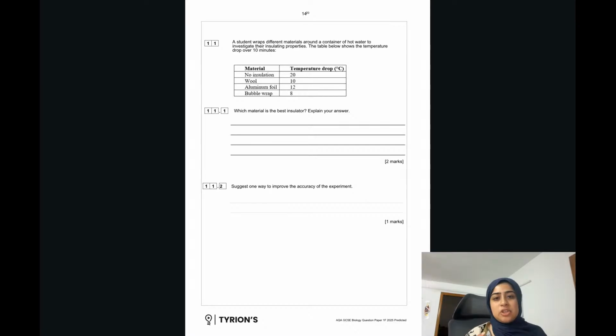Because the best insulator is the one that stops heat loss. So use the data, look at which one has the smallest temperature drop. Here it's bubble wrap, and you could just say bubble wrap because it's got the smallest temperature drop, so it retains most of the heat. And one way to improve the accuracy of the experiment, you could use a digital thermometer for more precise measurement. And you can read digital thermometers more accurately as well.